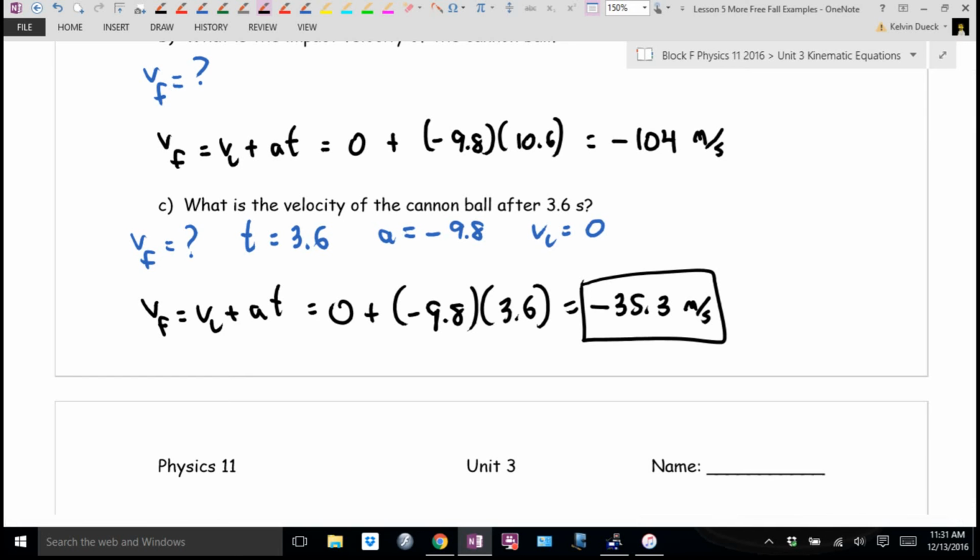I would just not accept if you said negative 35.3 meters per second downwards, because what's negative and downwards mean? What would negative downwards imply? Up. So use one or the other. It's less work to put the negative than it is to write the word downwards. Next page.